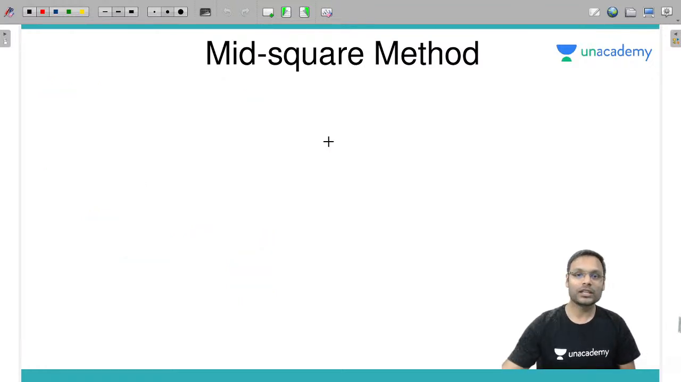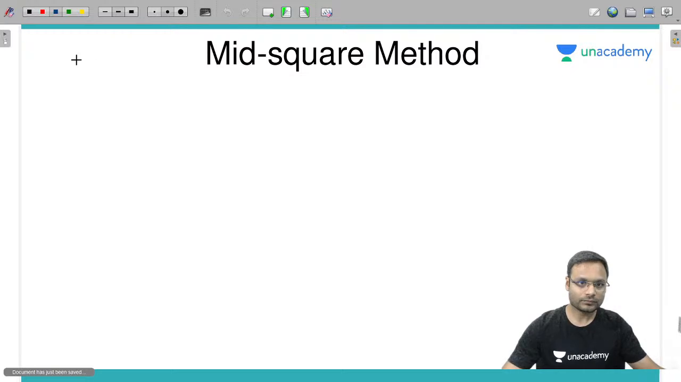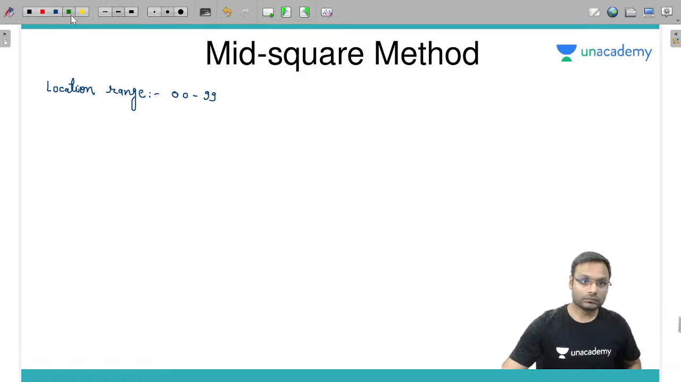Okay, next one is the mid square method, another non-standard method. Why? Just because there are so many variants. What does it say? Suppose you have a location range 00 to 99, and suppose h of k is like this.